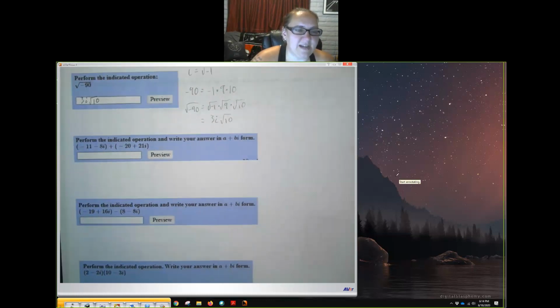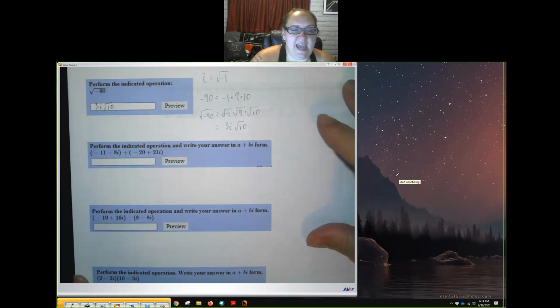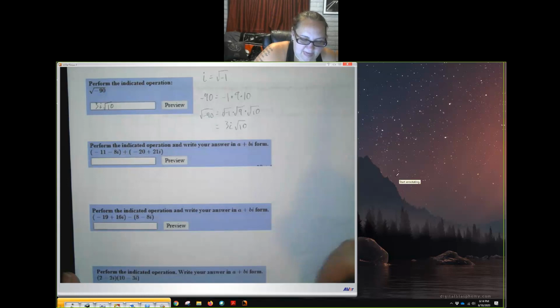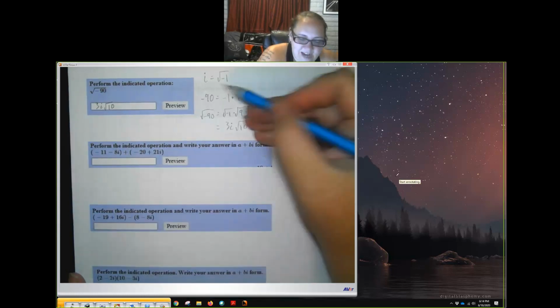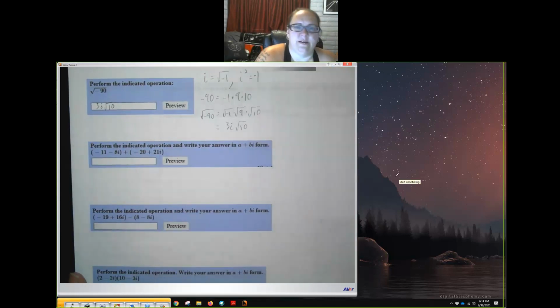Now when we're adding, subtracting, multiplying, and dividing, we're going to treat i as a variable. We're going to do the same thing that we always do with any other variable. The only thing we need to remember is when we're multiplying, that i squared, since i is the square root of negative 1, that means that i squared is negative 1.